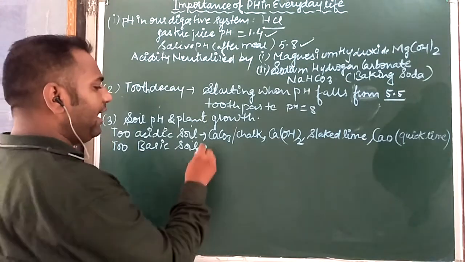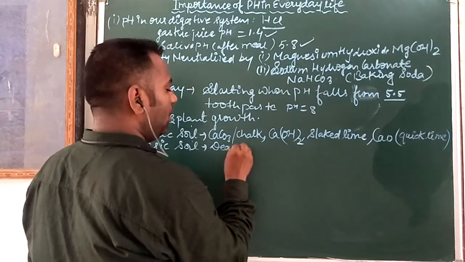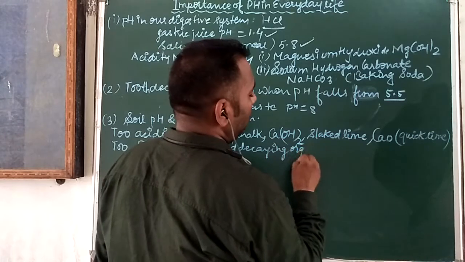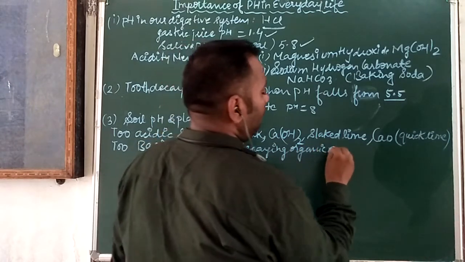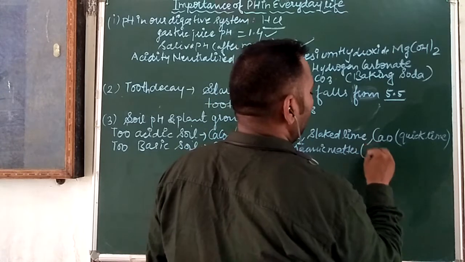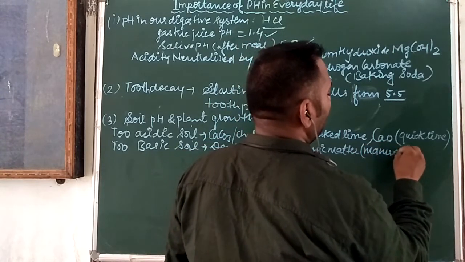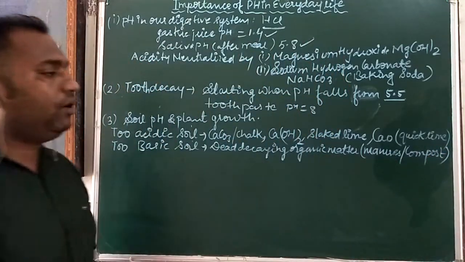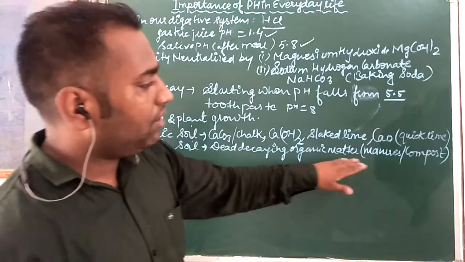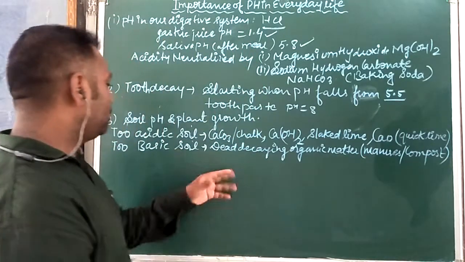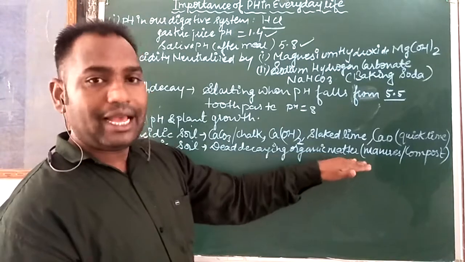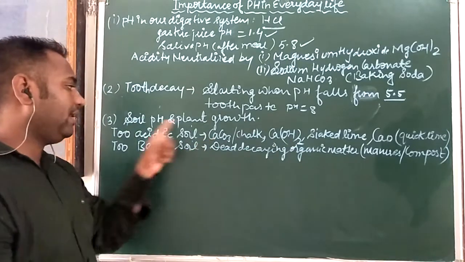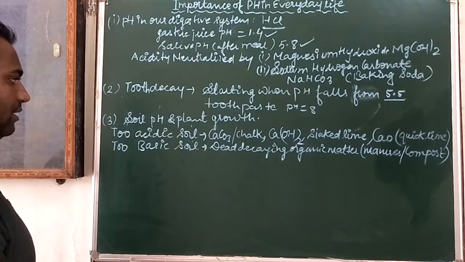And for basic soil, we add some dead, decaying organic matter like manure or compost. Manure or compost, some dead decaying organic matter, we can add to the basic soil, and this is showing the acidic nature, that's why it neutralizes the basic soil. The other shows the basic nature, that's why it can neutralize the acidic nature of the acid soil.